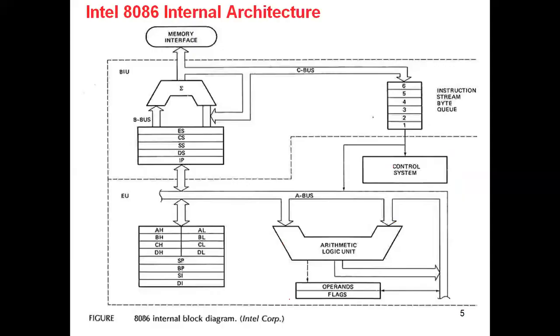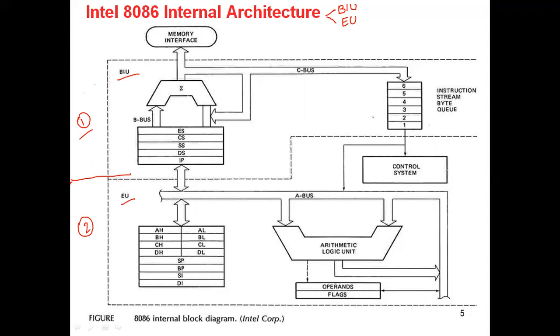Now let us go through the internal architecture of the 8086. This internal architecture is basically divided into 2 units. The first one is the BIU and the second one is the EU. So this is the first block and this is the second part. The first part is BIU and the second division is the execution unit. EU is the execution unit.